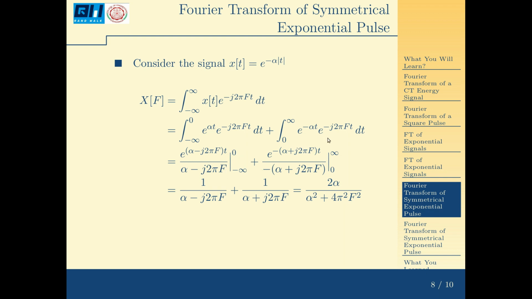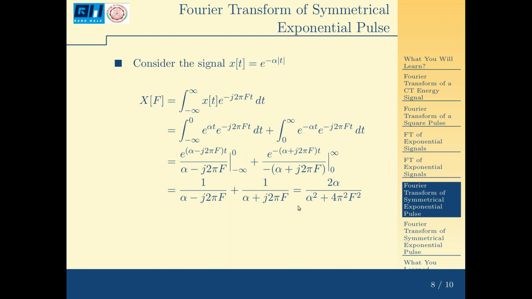And this is minus e raised to minus of alpha plus j 2 pi ft divided by minus of alpha plus j 2 pi f. Okay. The lower limit will make this value 0, the upper limit will give 1 by alpha minus j 2 pi f. Here the upper limit will make it 0, and the lower limit with an added negative sign will become 1 by alpha plus j 2 pi f.